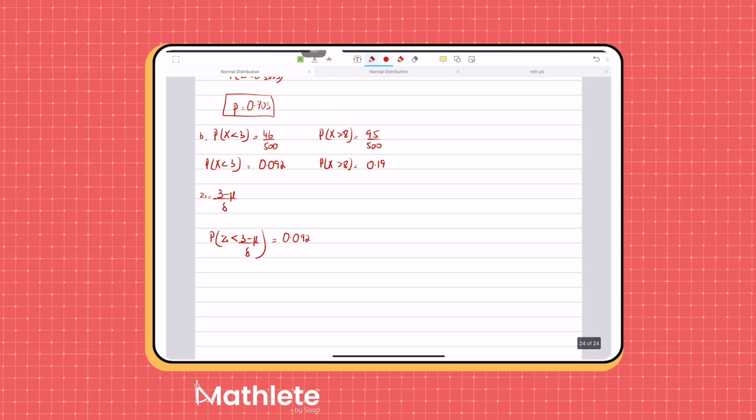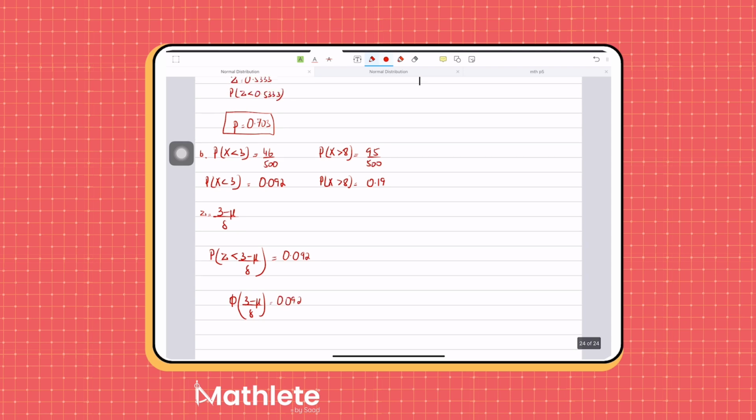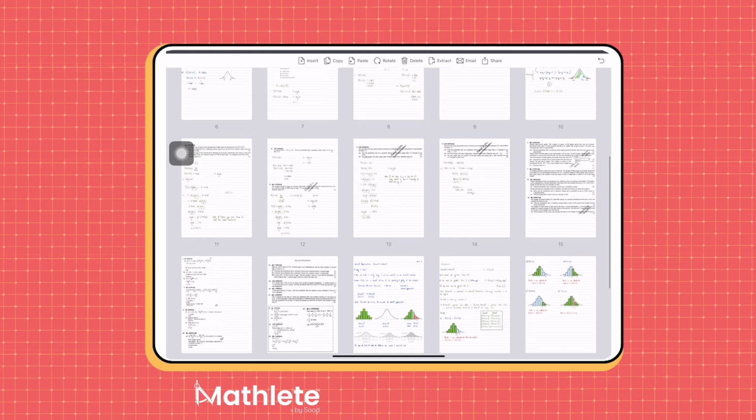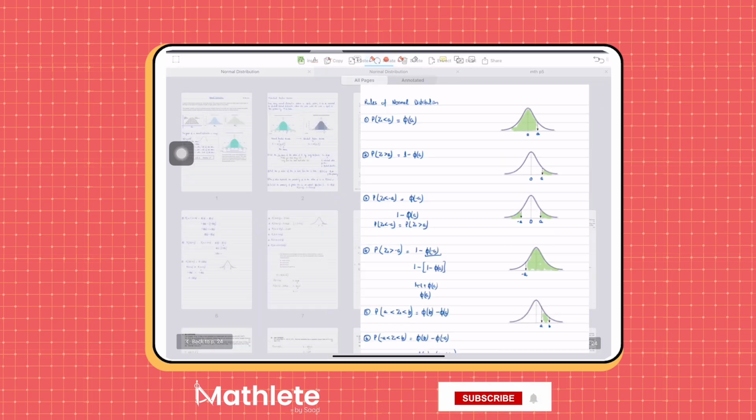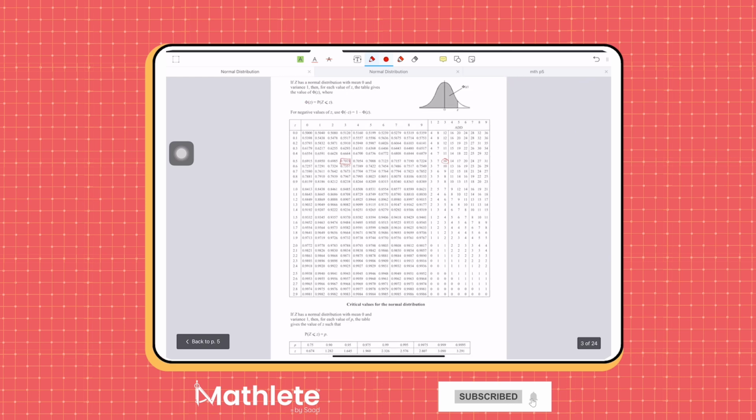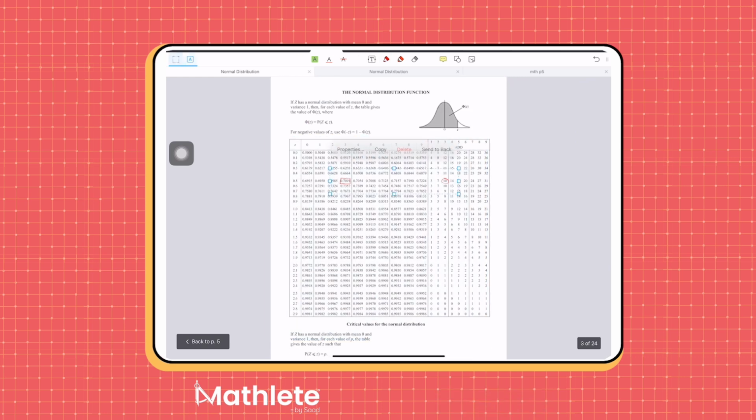Now, what happens when you take, and basically how would we have worked out phi of this? We wouldn't have subtracted it from 1. Phi of this would have been the final answer. So that means phi of (3 minus mu) over sigma is equal to 0.092. Now let's not take inverse using a calculator. First, let's do it with the help of a table. Now, do I have values that are less? Will I find 0.092 in the table?